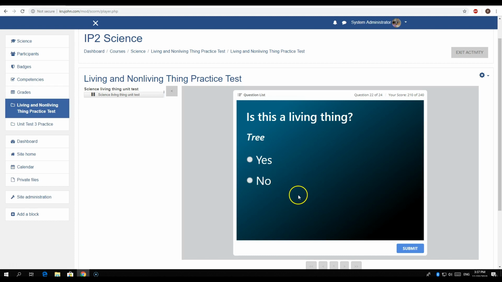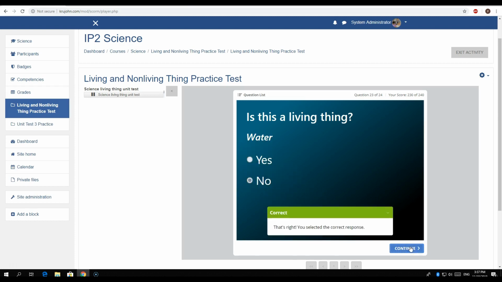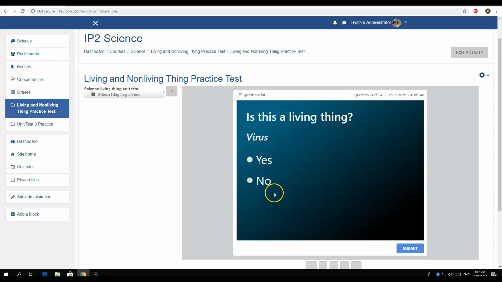A tree. Is a tree a living thing? Yes, it is a plant. Water. Is water a living thing? Does it have babies? No, it doesn't. A virus. Okay, a virus is another type of microorganism. Okay, this is a living thing. Yes, it is. We talked about this a little bit in class.